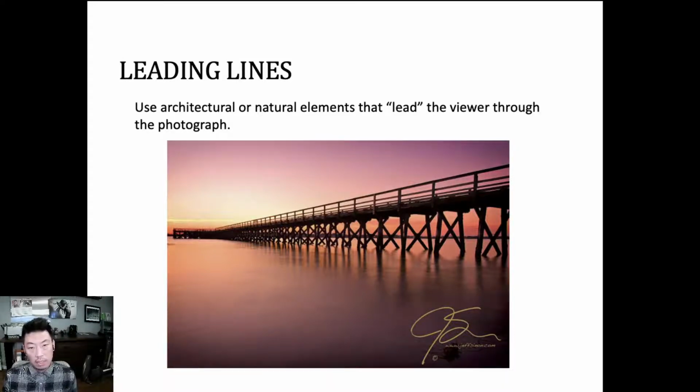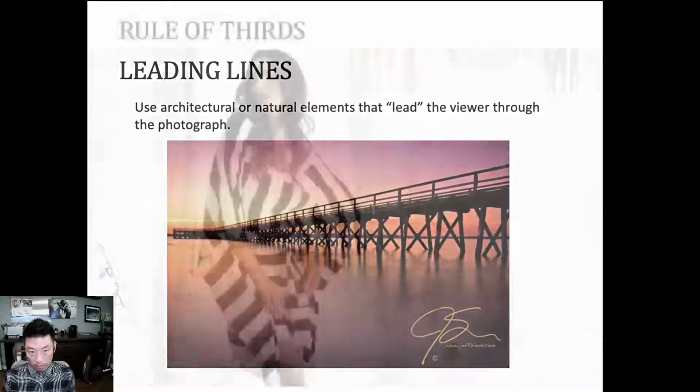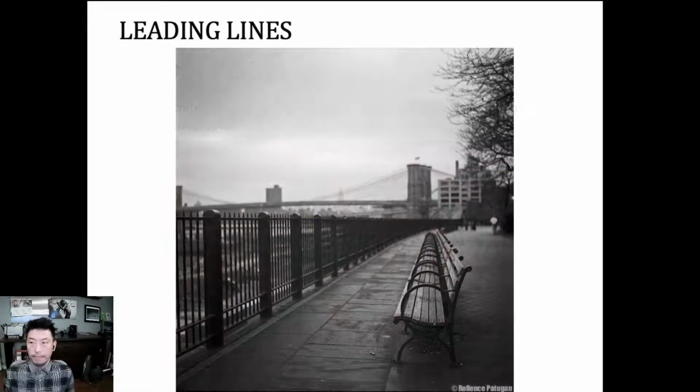So in this image, you have at least a couple of compositional rules at play here. You have the leading lines, and it's leading us to a third. Notice that the horizon is not in the center as well. It's off center, kind of close to the top third. Here is an example of leading lines. You have several lines that are leading here. You have the bench that's leading the line, and you have the fence that's also leading us to eventually Brooklyn Bridge, and then Brooklyn Bridge is leading us out into the city there.